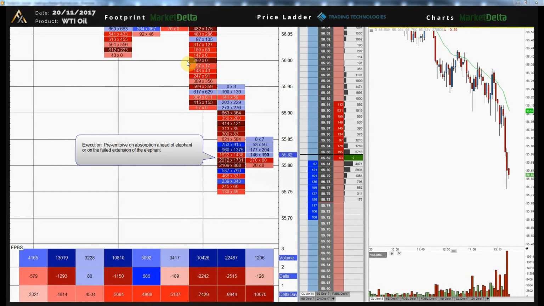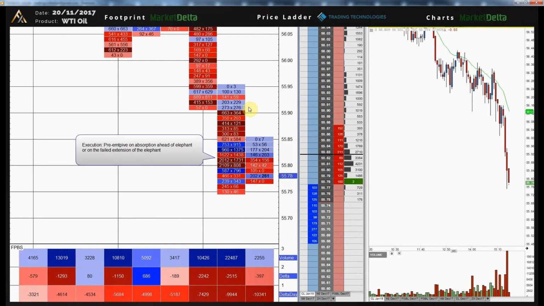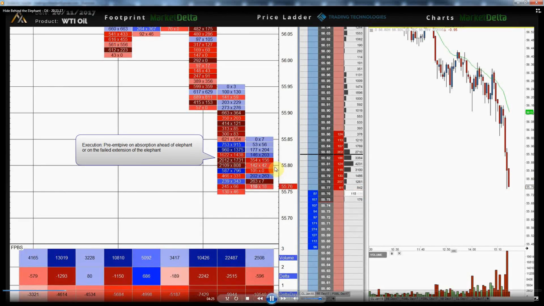So that being said, note the absorption. Okay, quite a lot of absorption here, 80, 81, quite a lot being transacted here. Really, really good price action sign. Really good interaction that you're seeing here. So there we go below the elephant.